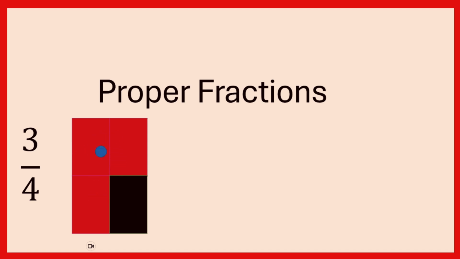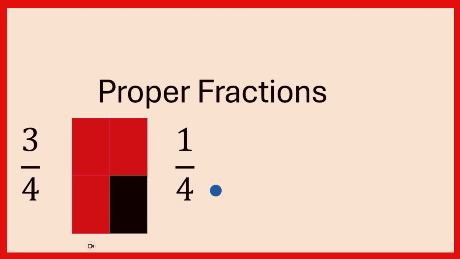3/4 here is shaded red, and so that's why we have 3/4. And of course, we might want to consider the part that is shaded black. So this will be 1/4. 1/4 here is also a proper fraction because the numerator is smaller than the denominator. The number above the fraction line is smaller than the number below the fraction line.